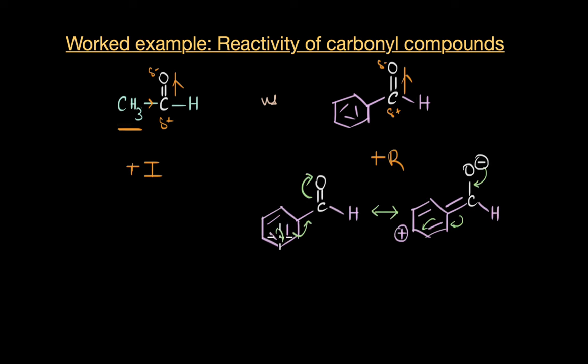As you can see here, the pi electrons within the benzene ring can delocalize with the pi electrons of the C=O double bond group. And this delocalization of electrons stabilizes the positive charge on the carbon atom. That is, it is much less electrophilic in the case of benzaldehyde as compared to ethanol because of the plus R effect of the phenyl group attached here. So clearly you can see that when you look at the electronic effect, the partial positive charge in ethanol is much greater than the positive charge on benzaldehyde. And as a result, ethanol will be much more reactive towards nucleophilic addition reaction as compared to benzaldehyde.